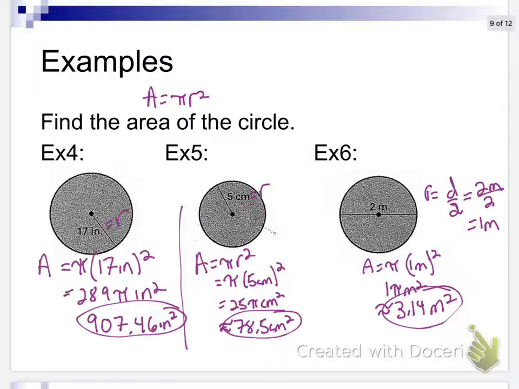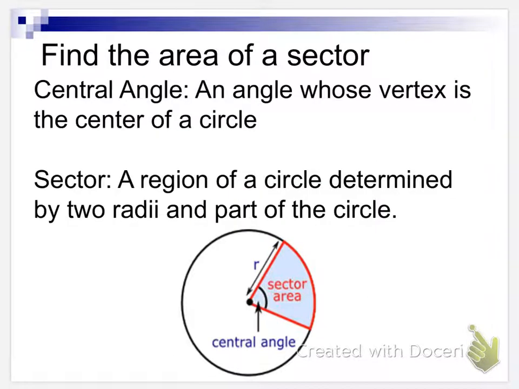Okay, now we're going to move on to 2 more definitions. This is how to find the area of a sector and the central angle. The definition of a central angle is the angle whose vertex is the center of the circle. You see that example here. We have our vertex at the center of the circle. And then the sector is the region of the circle determined by 2 radii and part of the circle. So here, the sector is that little chunk inside the red. We just want to now find part of the area, and not the whole circle's area, just part of it.